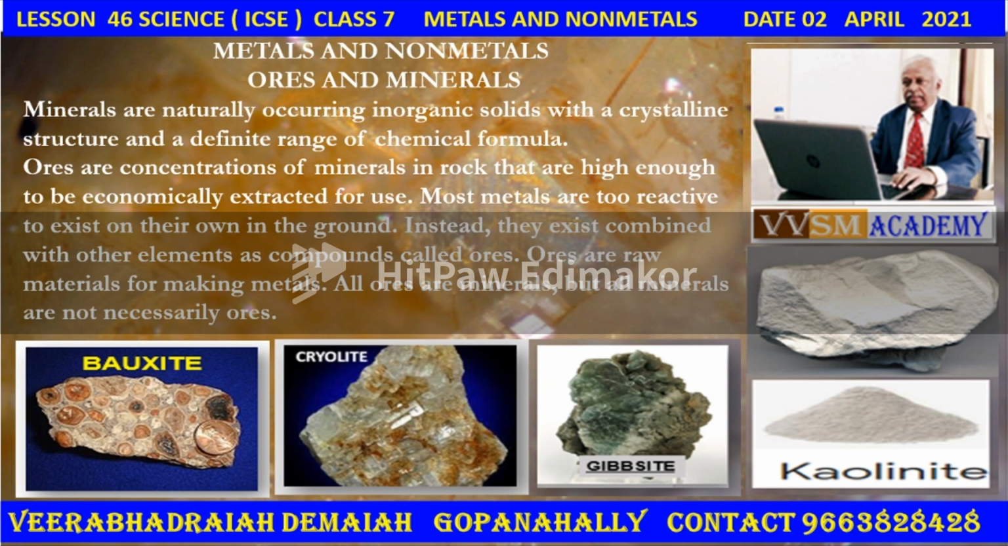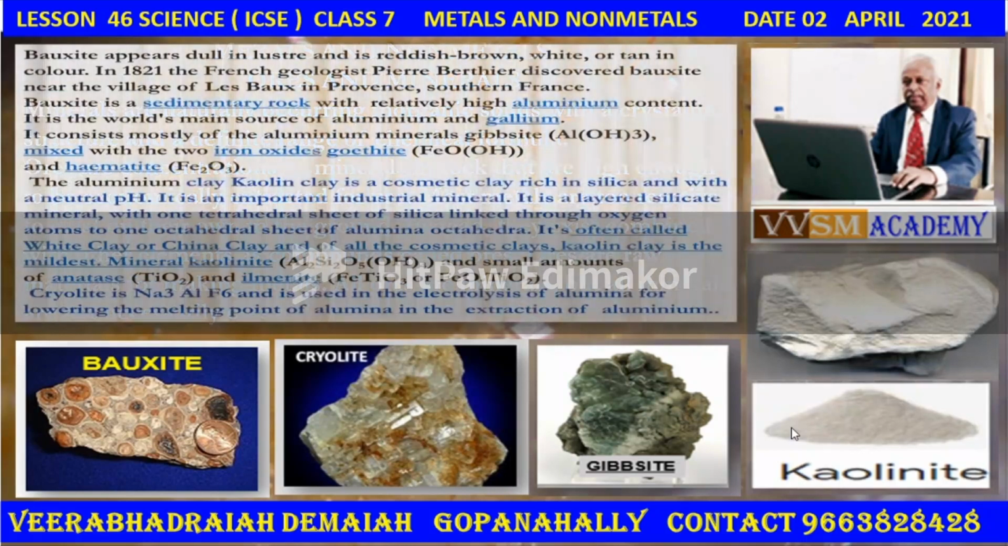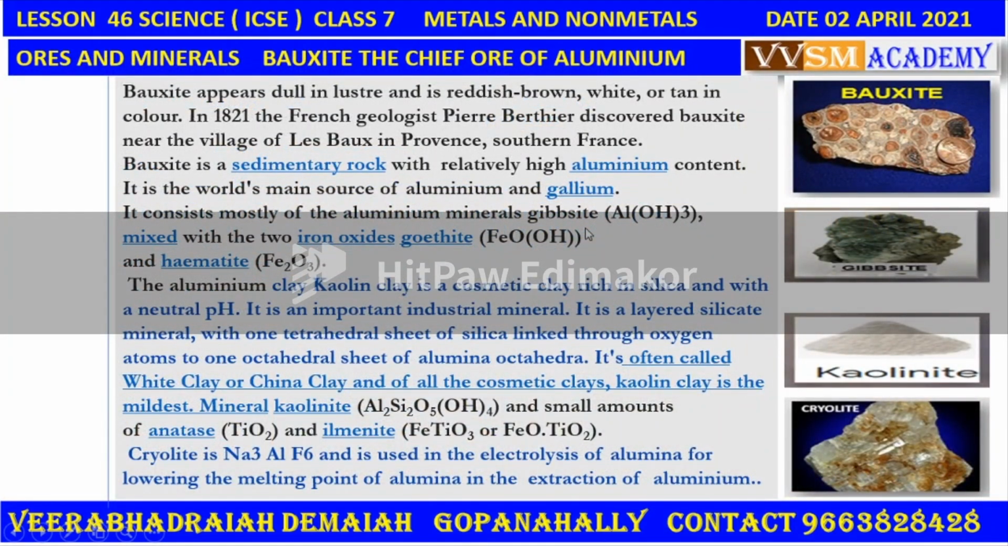Here are a few examples of ores. Bauxite. This is a bauxite ore. This is a chlorite ore. This is aluminium ore. This is a gibbsite ore. And this is kaolin. Bauxite appears dull in luster and it is reddish brown in color. Sedimentary rock, relatively high aluminium content. It is a cheap ore, the world's main source of aluminium and gallium. Bauxite is a very important material.